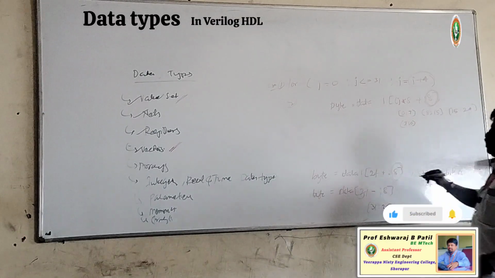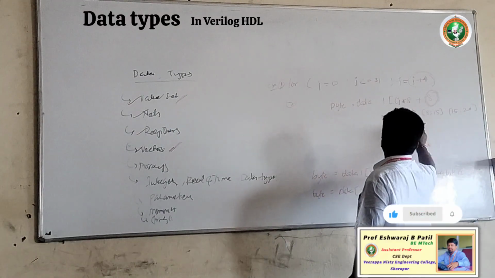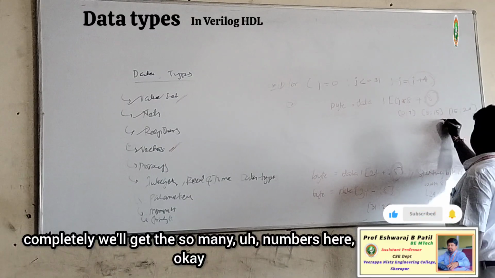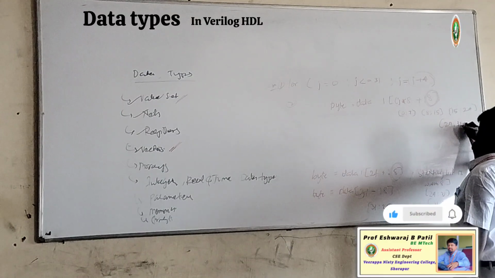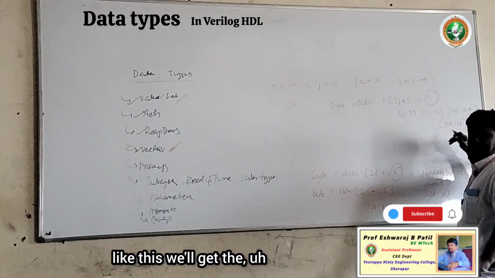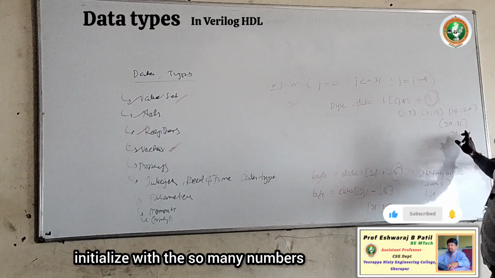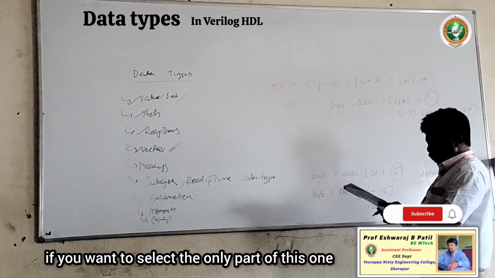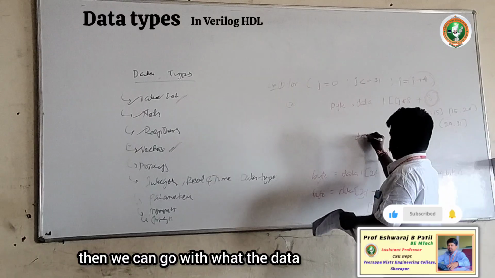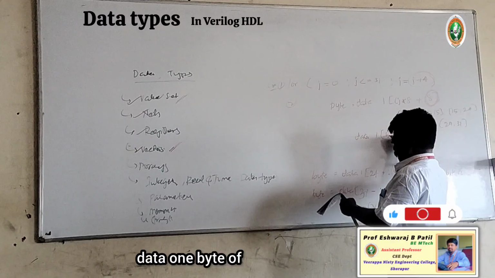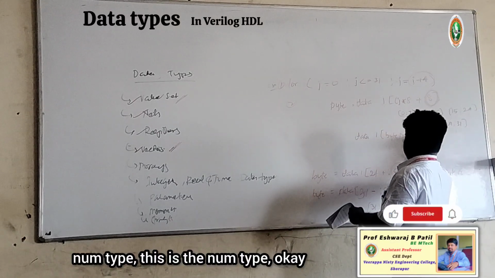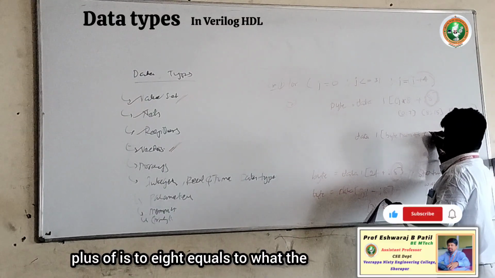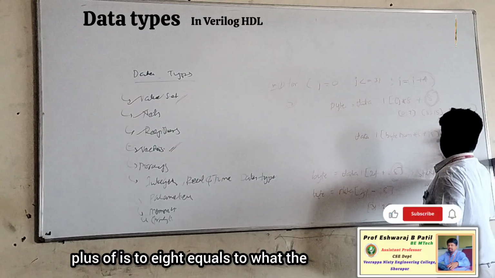In this one we can initialize. When one loop completes, we will get so many numbers here, like 24 to 31, and so on. We get initialized with so many numbers. But if we want to select only a part of this, then we can go with the data 1 byte of num type. This is the num type, which is nothing but 8 plus of 2 8 equals 8 bits.